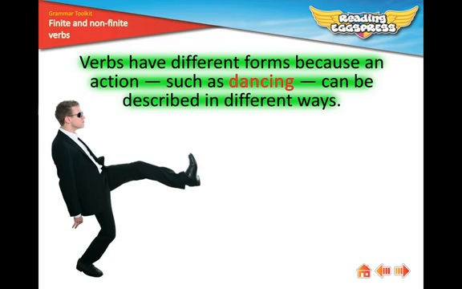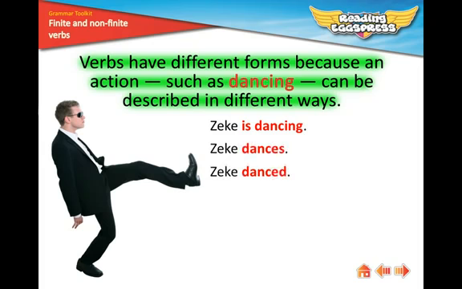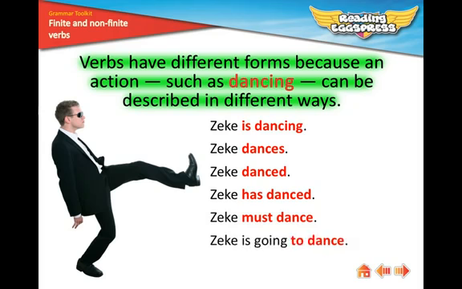We can say, Zeke is dancing, Zeke dances, Zeke danced, Zeke has danced, Zeke must dance, Zeke is going to dance, and Zeke will dance. See if you can apply it to another activity in relation to someone, say, called Amanda, and let's say the activity is walking. It's actually quite straightforward. You would say, Amanda is walking, Amanda walks, Amanda has walked, Amanda must walk, Amanda is going to walk, Amanda will walk.